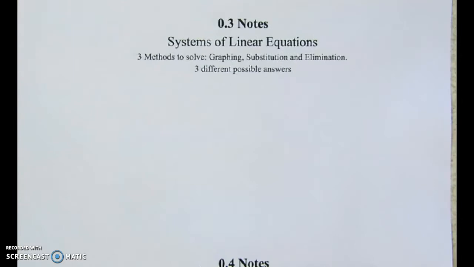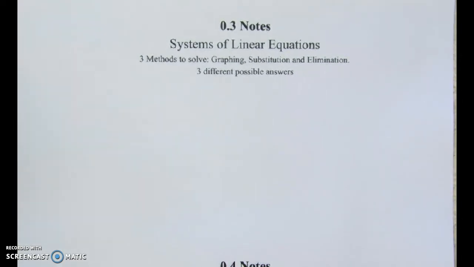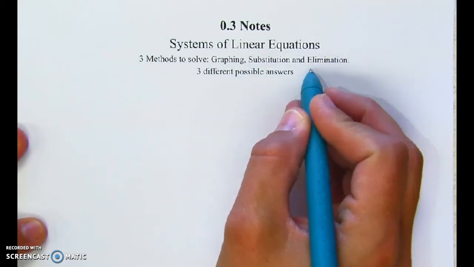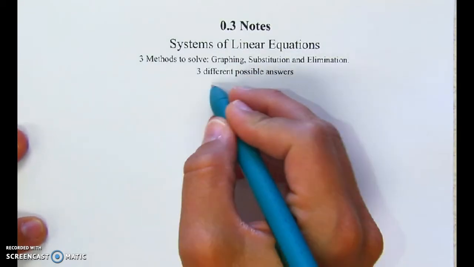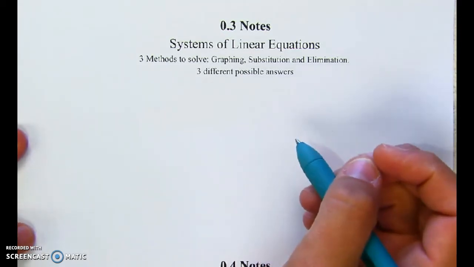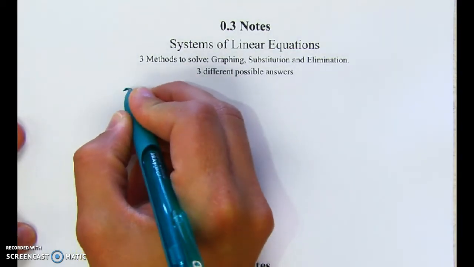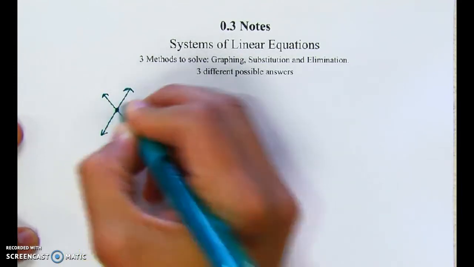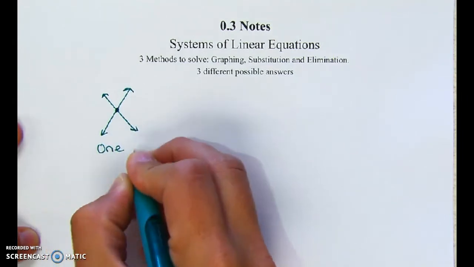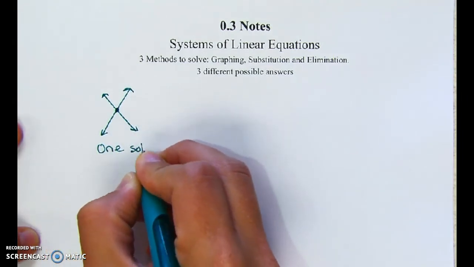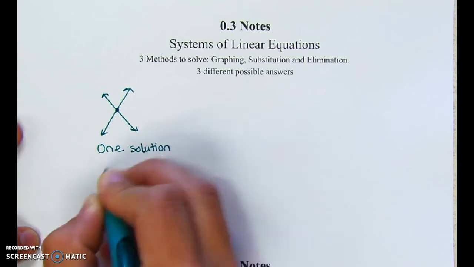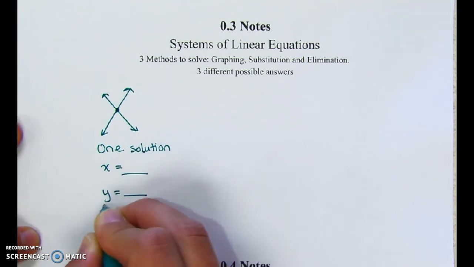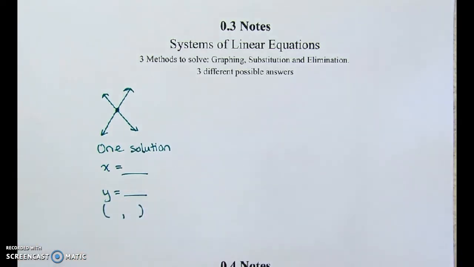Here we go. We're going to do a system of linear equations. That's when we have two linear equations, and you can solve it by graphing, substitution, or elimination. That's what I'm going to do an example of. But I just want to review that there are three different possible answers. If your two lines intersect, then there is one solution. You're going to get x equals a number and y equals a number, so the ordered pair is your solution.